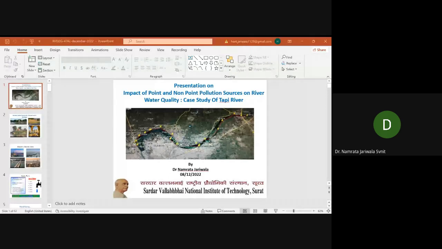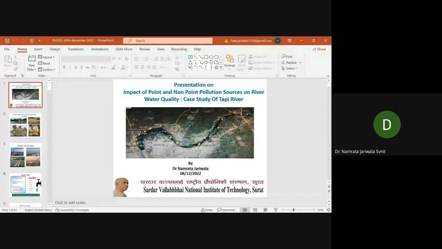So good evening, all. I am presenting here the impact of point and non-point pollution sources on river water quality with a case study of Tapi River. So as we all know, when we talk about the impact of point and non-point sources, we have to consider two important things. We have to consider the surface water source and we have to consider the groundwater source. Now, as far as my talk is concerned, mainly I am dealing with the surface water source. Actually, I'm not discussing the groundwater source here.